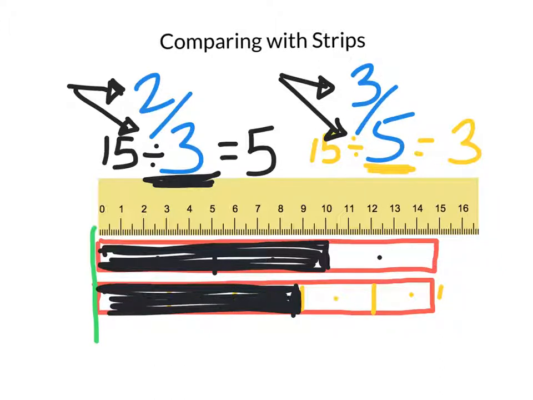All right. Now that I've done that, I can compare. Since they both start at my starting line right here, I can think, which one is bigger, 2/3 or 3/5? And if we look, 2/3 goes up to here, 3/5 goes up to here. So 2/3 is bigger. Awesome. And I can put a greater sign there. 2/3 is greater than 3/5. Remember, the mouth always eats the bigger number because it's hungry.